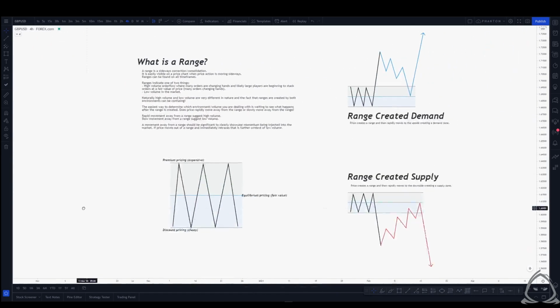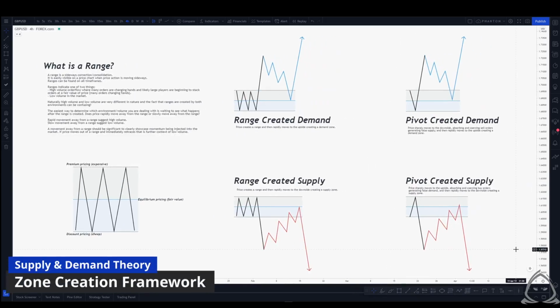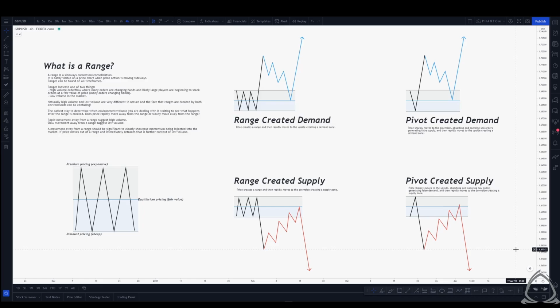So let's take a look at the actual ways of identifying supply and demand on a price chart. So here we have two specific ways of creating a supply and demand zone. We have range created supply and demand, and we have pivot created supply and demand. The first thing to really understand is what a range is on a price chart. So a range on a price chart is simply a sideways correction or consolidation where you see price moving basically to the right side of the chart. It's not really moving in any direction up or down. It's moving sideways. It's very easily visible on any price chart. You'll know when price is consolidating and moving sideways.